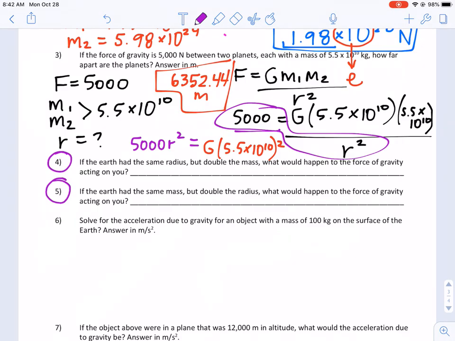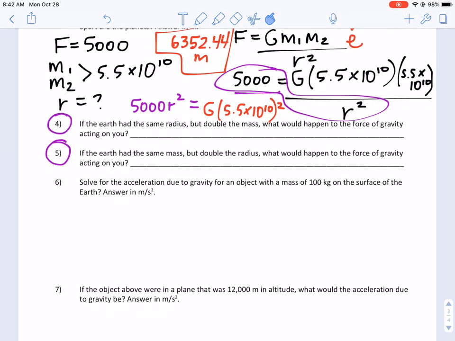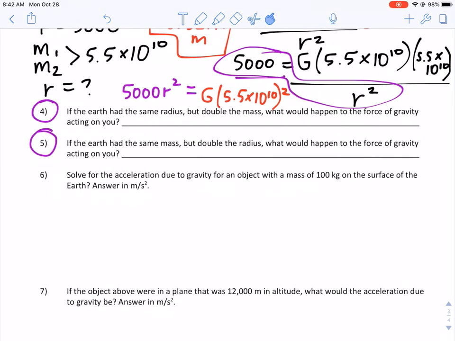Now, number 6, we will check in on the whole group class about this one next class, but I want you guys to try to solve it, okay? So I'm just going to walk you through the basics, and then I think you can do it. So ultimately, we're solving for acceleration due to gravity. To get A, we need to use F net equals MA. A is our question mark, okay? However, we don't know the F, and right now we don't know the M.